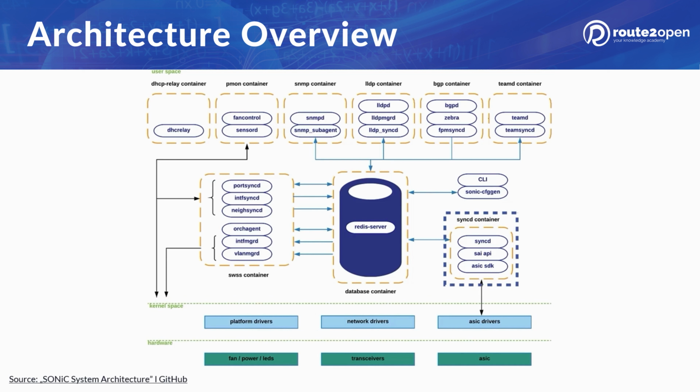For example, the ASIC SDK and SAI API running in the SyncD container work with the ASIC driver residing in the system's kernel and allow exposure of the switch front panel ports to other parts of the system, such as the application providing LLDP or DHCP relay functionality. Other kernel drivers work in conjunction with daemons in the Pmon container and make sure the switch does not overheat by reading values of temperature sensors and controlling the speed of hardware fans cooling the switch.